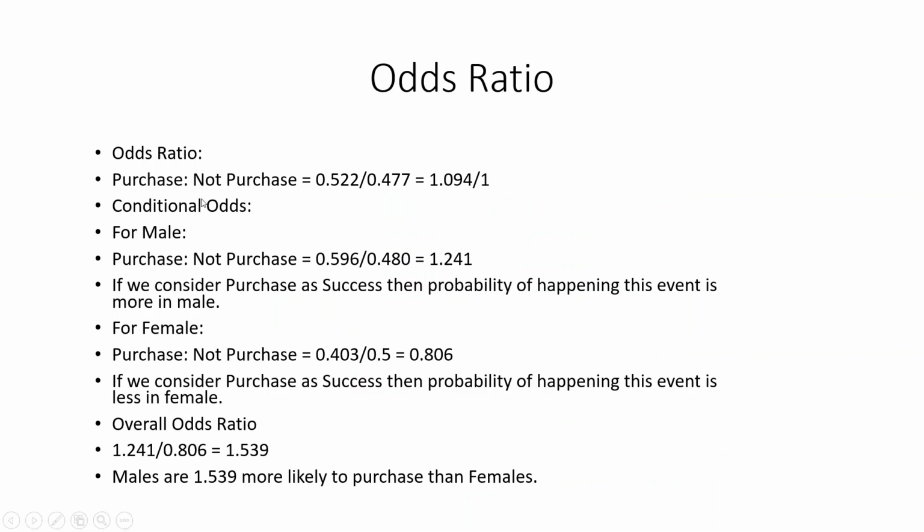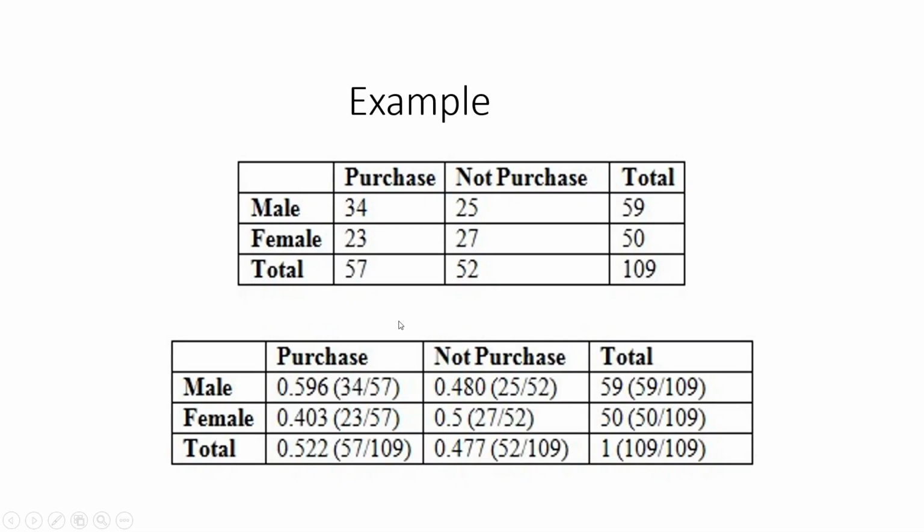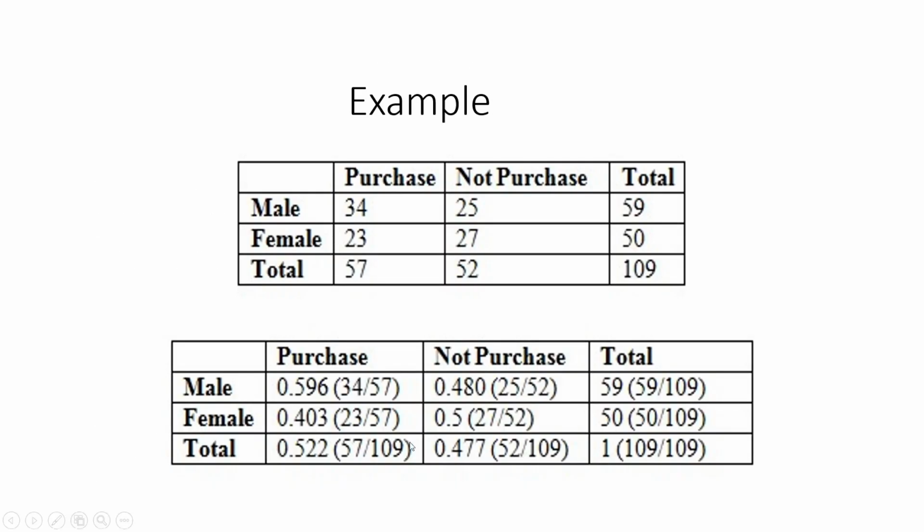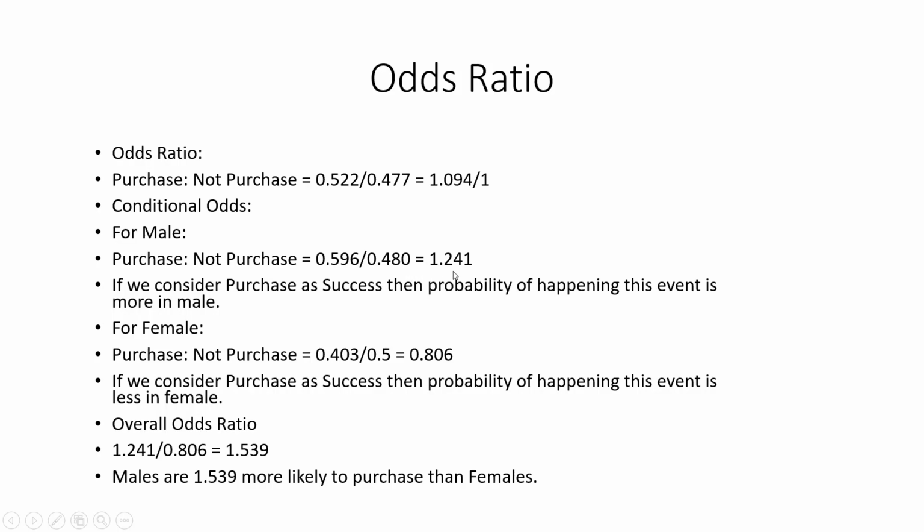What's the odds ratio? Purchase to not purchase. So here 0.522 divided by 0.477, it turns out to be 1.094 divided by 1. It means that the odds of the event of purchasing the branded product in comparison to not purchasing is 1.094. If I talk about conditional odds, in case of males, what is the scenario? Let's see, 0.596 divided by 0.480. If I take the ratio, it is 1.241.